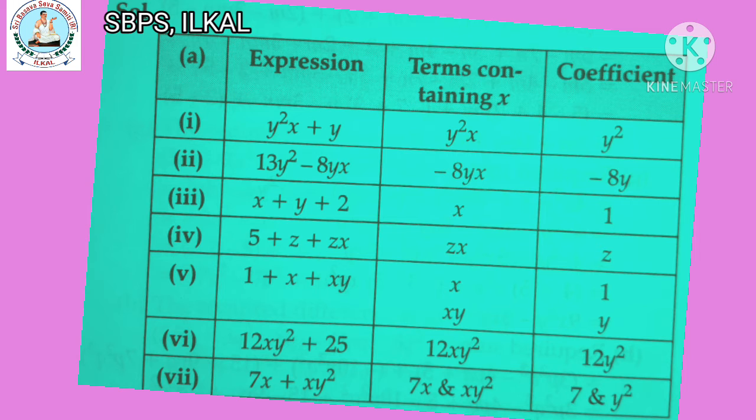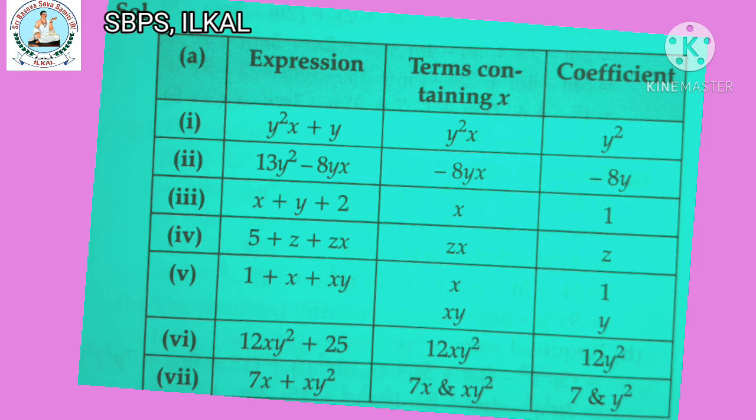Fifth expression, 1 plus xy. Terms containing x: here there are two terms, that is x and xy. The coefficient of x for x is 1, and for the term xy, the coefficient of x is y here. Next expression, 12xy square plus 25. Here the term containing x is only 12xy square. So the coefficient of x is 12y square.